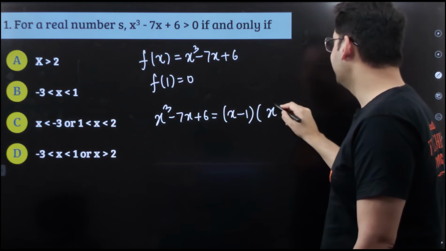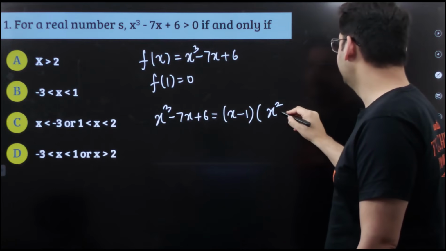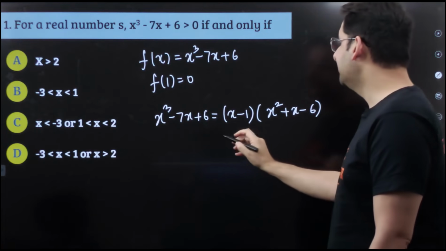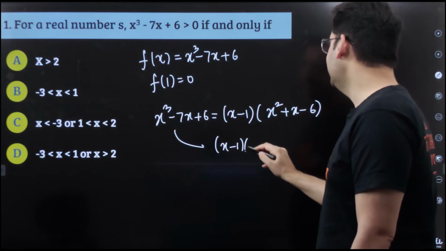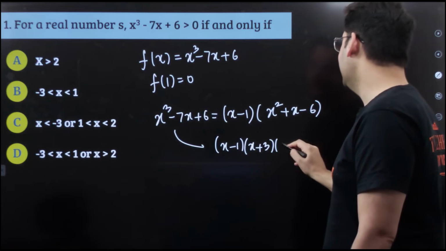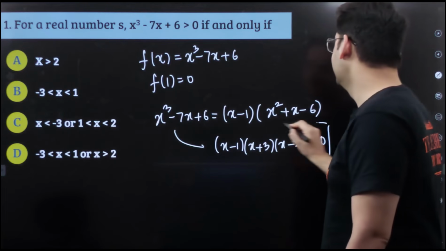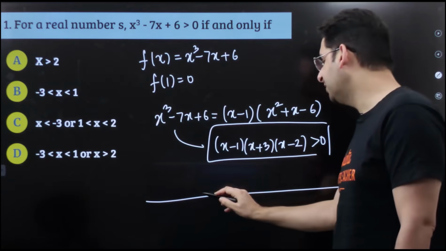So it will be x square plus x minus 6, and this can further be factorized. So again, this can be written as (x minus 1)(x plus 3)(x minus 2), and the question is, when is this greater than 0? This can be easily found using the wavy curve method. So this was a very simple question in that regard.